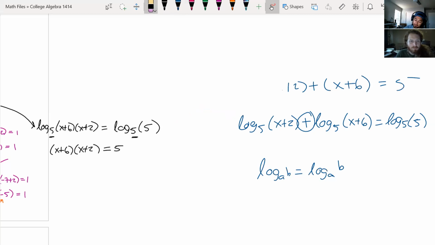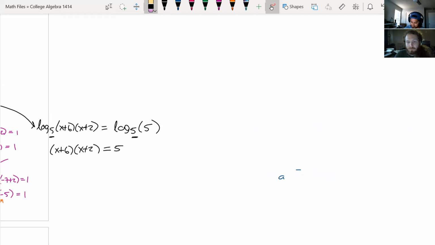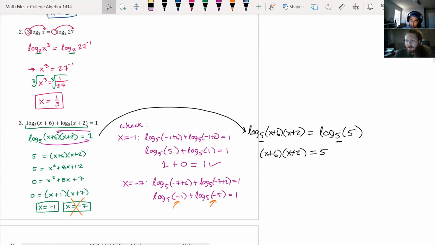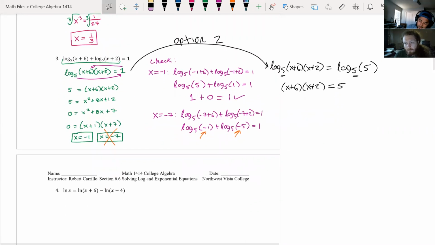Hey, that's a good thought, though. All right. Yes. The magic math. Okay, cool. So just that as another option. Option 2. Okay. Sweet.